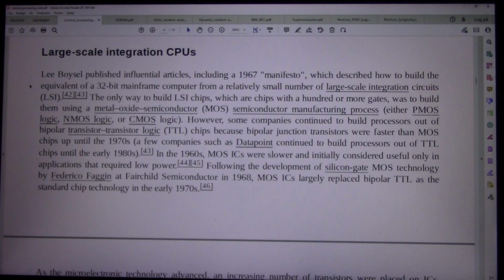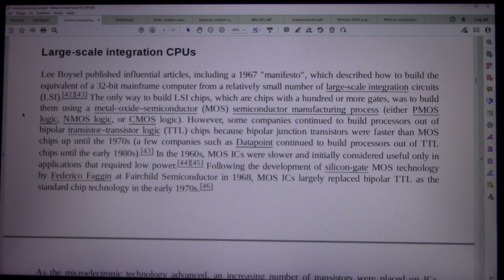The only way to build LSI chips, which are chips with 100 or more gates, was to build them using a metal oxide semiconductor, MOS, semiconductor manufacturing process, either PMOS logic, NMOS logic, or CMOS logic.